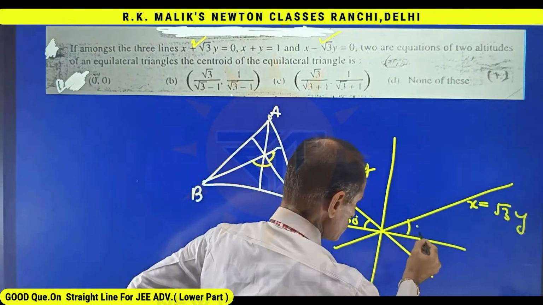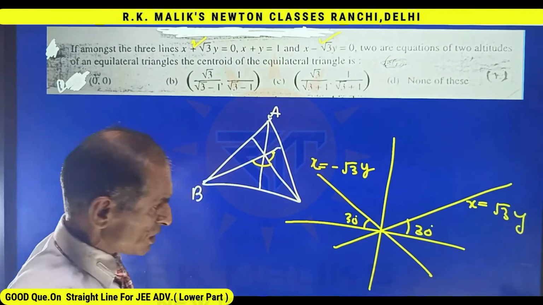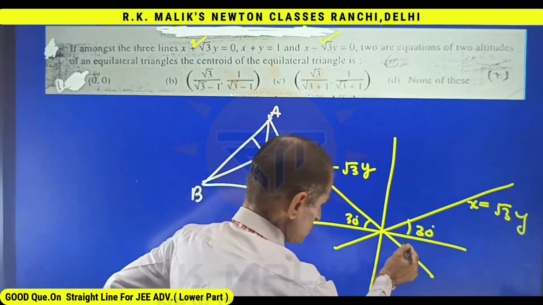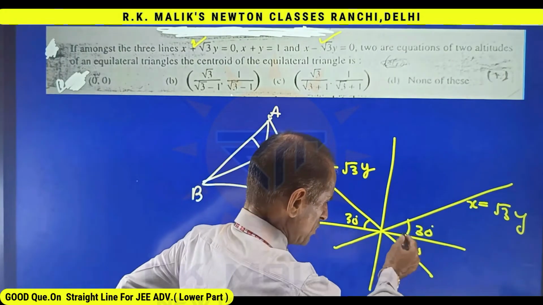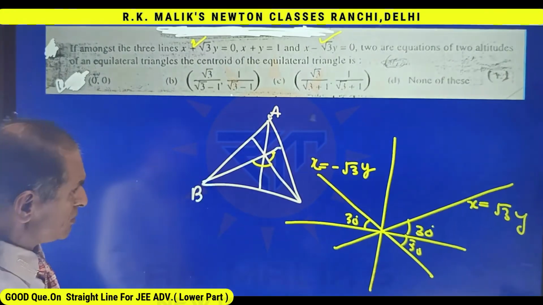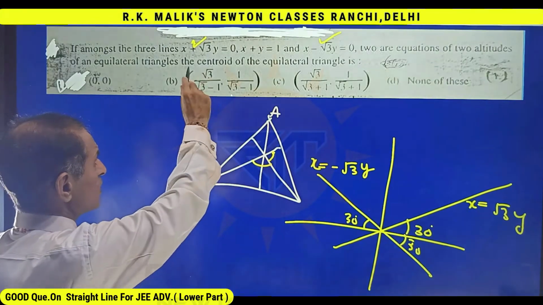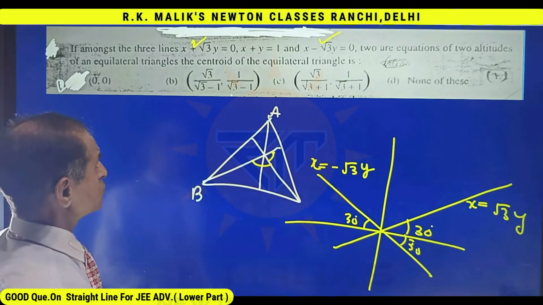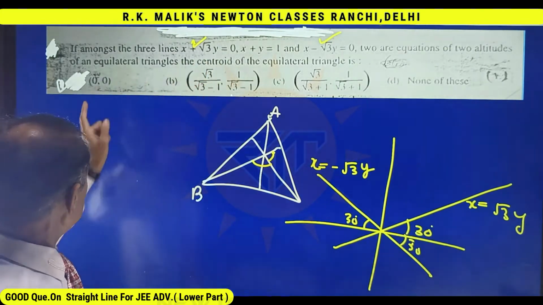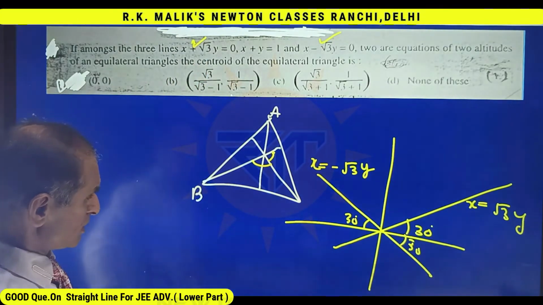That is, this is also 30 degree, and this 30 means this 30, and the angle between the two altitudes becomes 60 degree. Hence, out of these three, clearly these two are the altitudes, and the point of intersection of these two is clearly origin. Hence, origin becomes the correct answer.